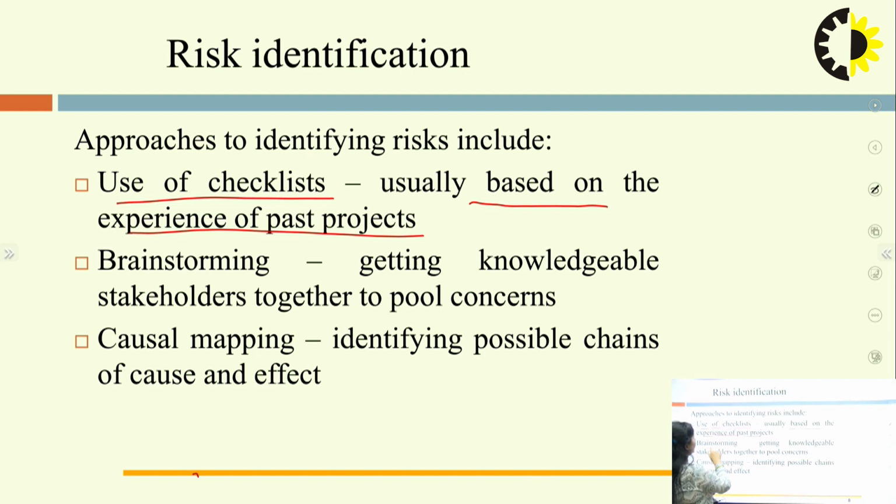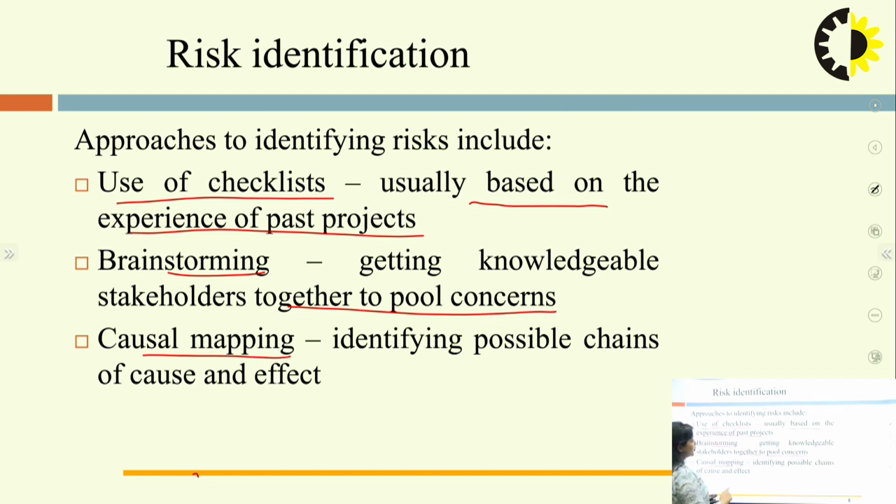Second one is brainstorming. Brainstorming means getting knowledgeable stakeholders together to pool the concerns. So brainstorming is more or less like a group discussion round. We have various stakeholders in the project. So how those stakeholders are going to affect the project, those people can also share their experiences. They can also tell us about how they are going to work in the project, what their major concerns are. So through brainstorming as well, we can identify the risk.